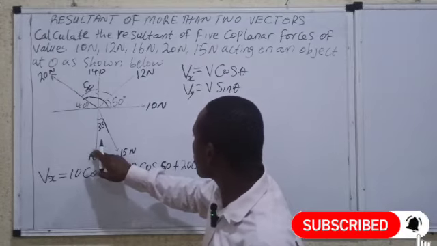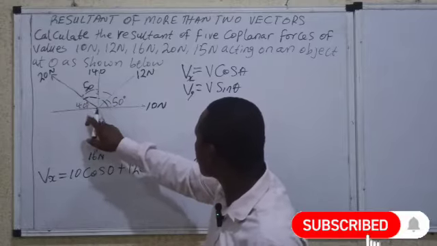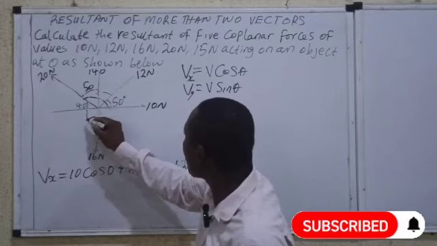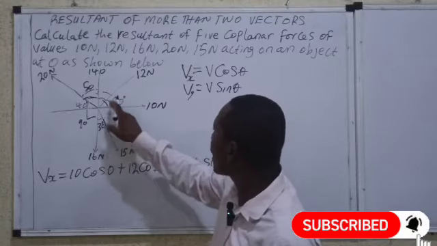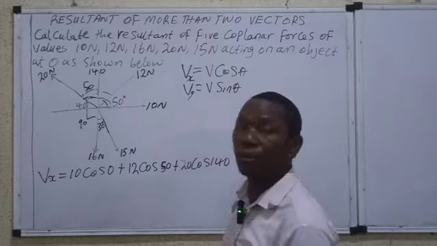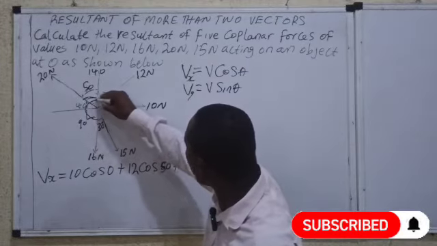Now, what is the next one? This one. So here is 90, this place is another 90, and this place is another 90. So 90 plus 90 plus 90, what do we have? 270. So this angle, that is from here to the end here.